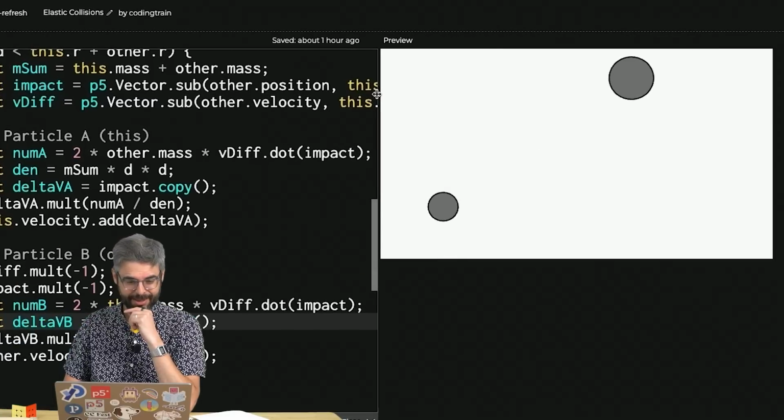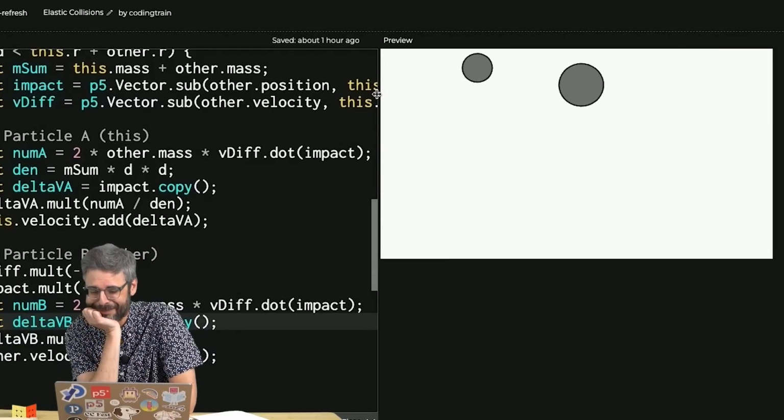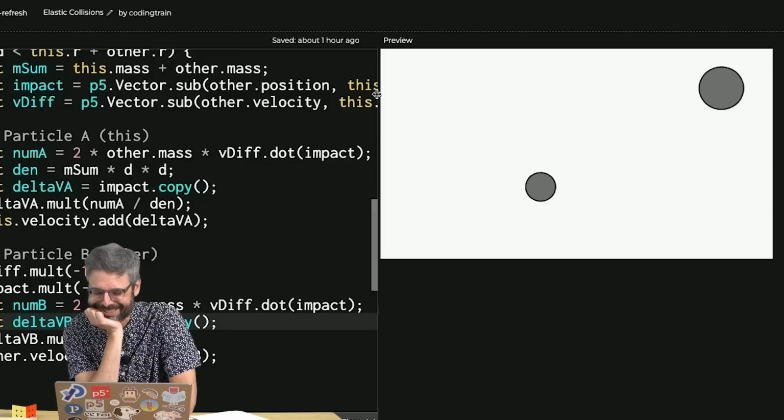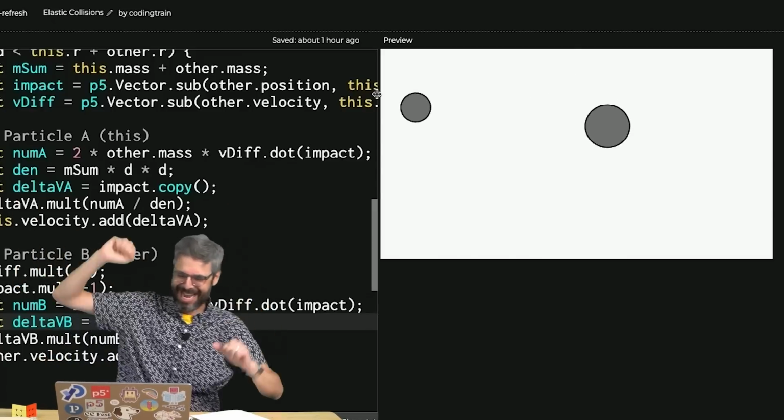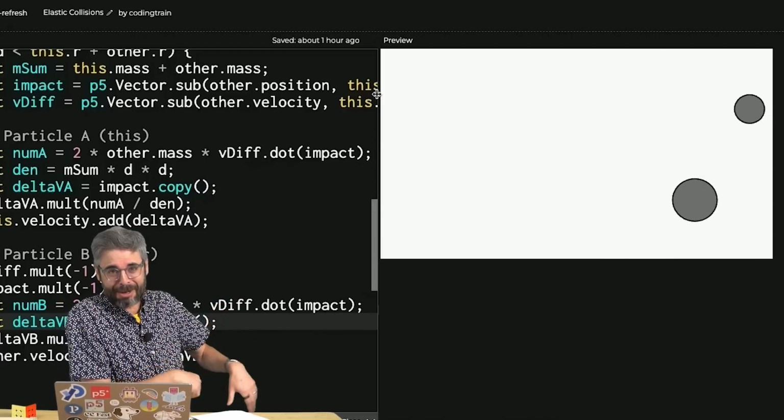Let's run it again just to make sure. Will they ever collide? I really hope so. Collide again, please. Yes, okay. Looking good. All right, so it worked by accident before, it still works now.